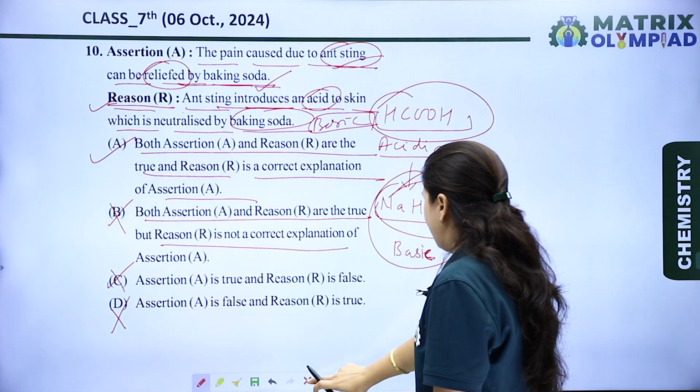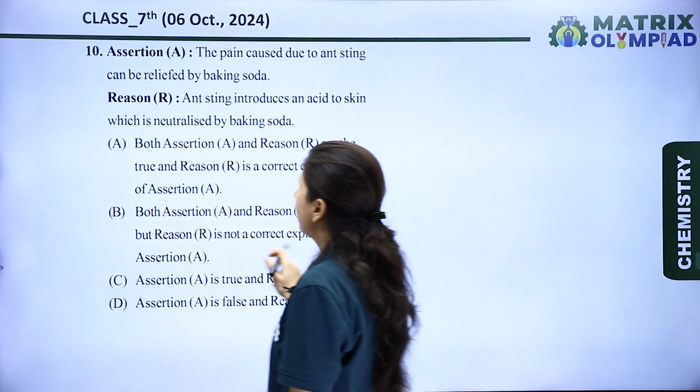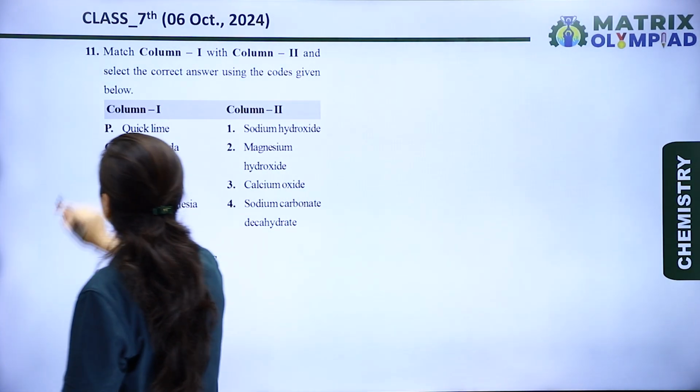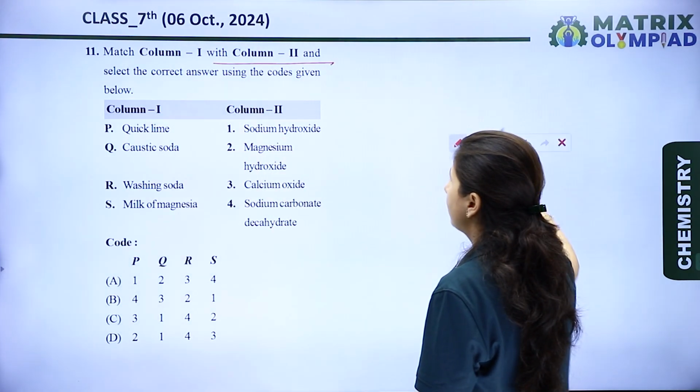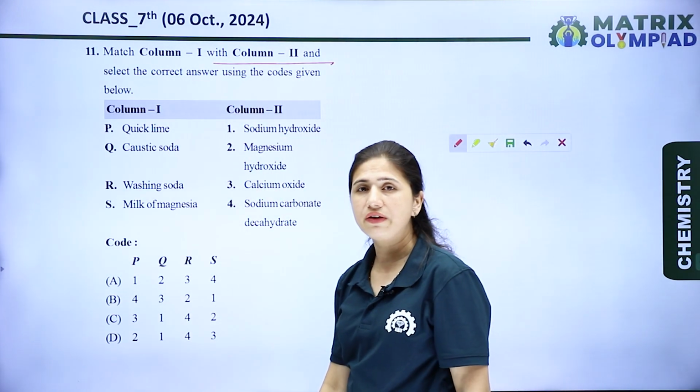Now, let's see the next question. The next question is, match column first with column second and select the correct answer using the codes given below.